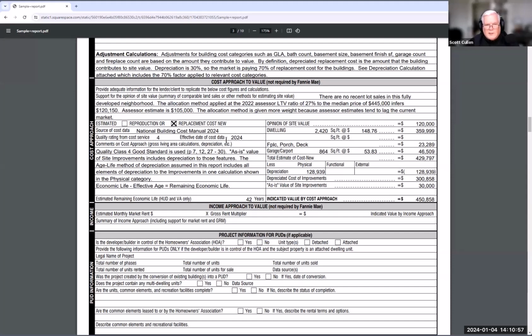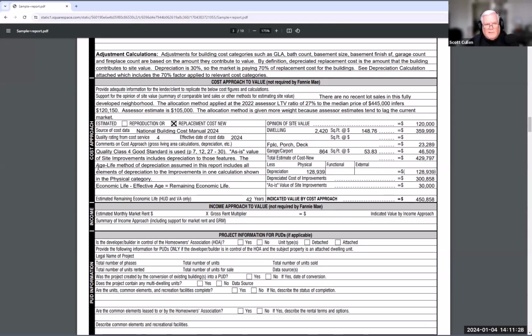The effective date is 2024. These are the pages in National Building Costs that contain everything that we're using within Solomon. And then I always make this point, as is value of site improvements includes depreciation to those features. So this 30,000, you don't have to figure out the depreciation.